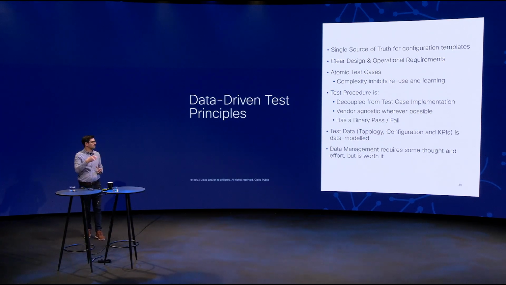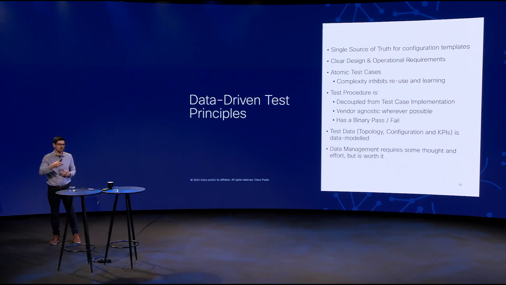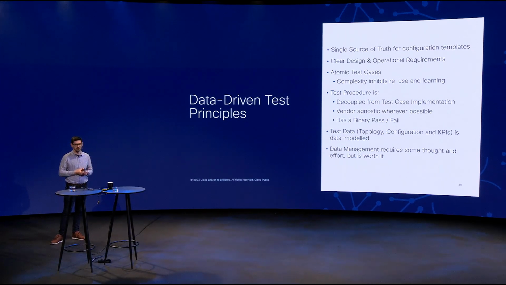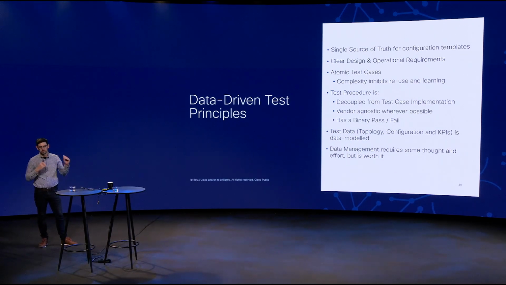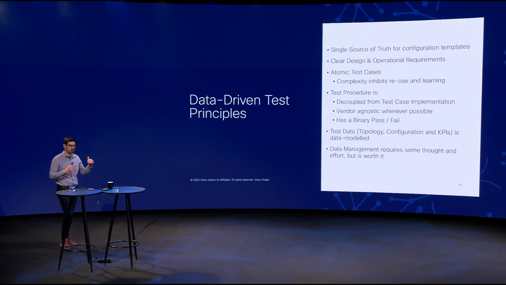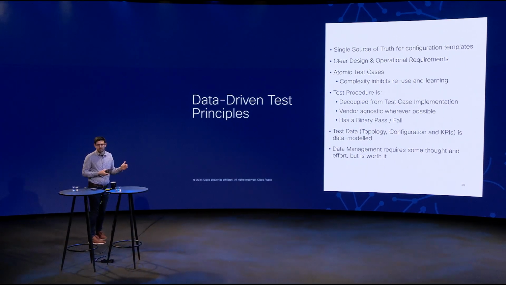We want clear design and operational requirements. There should be no ambiguity, right? I should be able to give a test case to an LLM, and it should be able to understand it because it's clear. They should be atomic test cases, right? We've done a number of surveys in terms of what prohibits or inhibits people from reusing scripts or test cases, and complexity is the number one thing, right? If you open an automated test case and it's 1,000 lines of Python or robot, and you don't understand that, you're going to look at it and you'll say, meh, too complicated, I'll just do it manually. I'll go and copy paste some config.